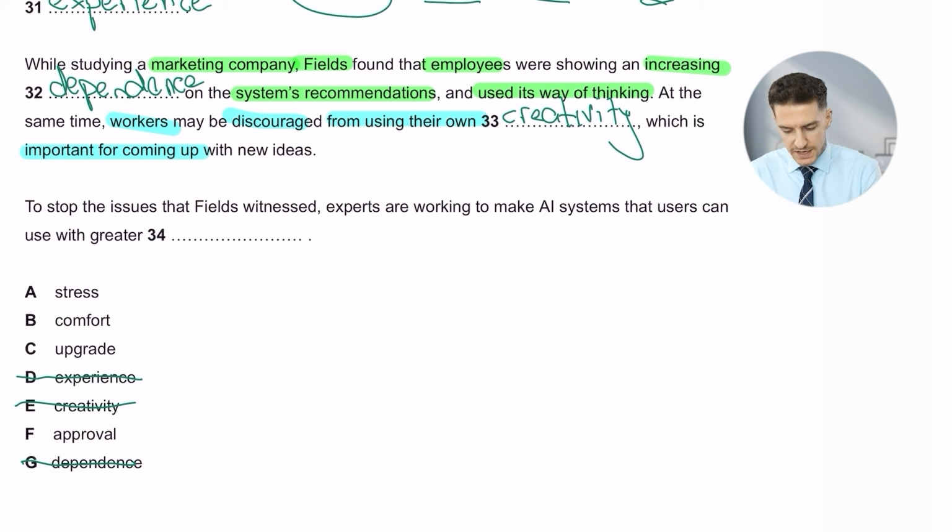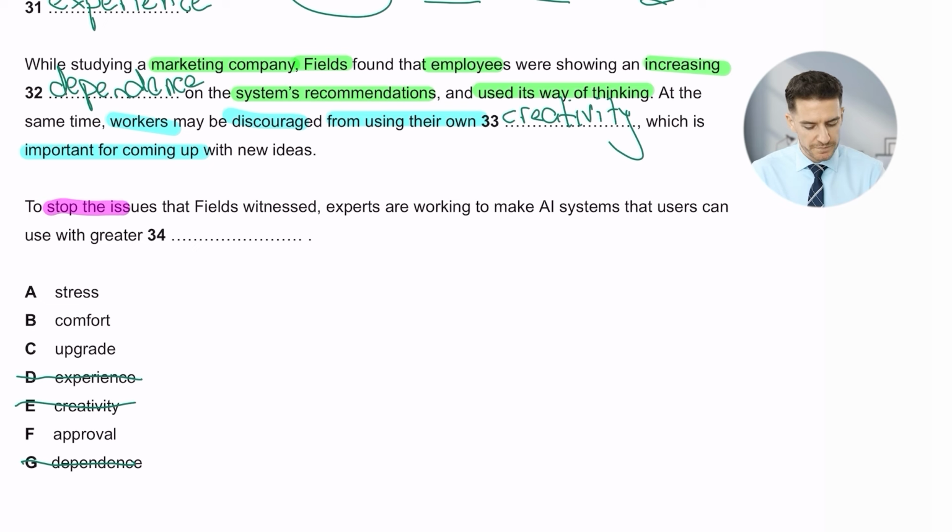So we can cross out creativity and we can put that in there. Creativity. And again, just quickly check it. So workers may be discouraged from using their own creativity, which is important for coming up with new ideas. Yes, that looks good. And it sounds very similar to what we just read up above. Let's look at the last one now, which is 34.